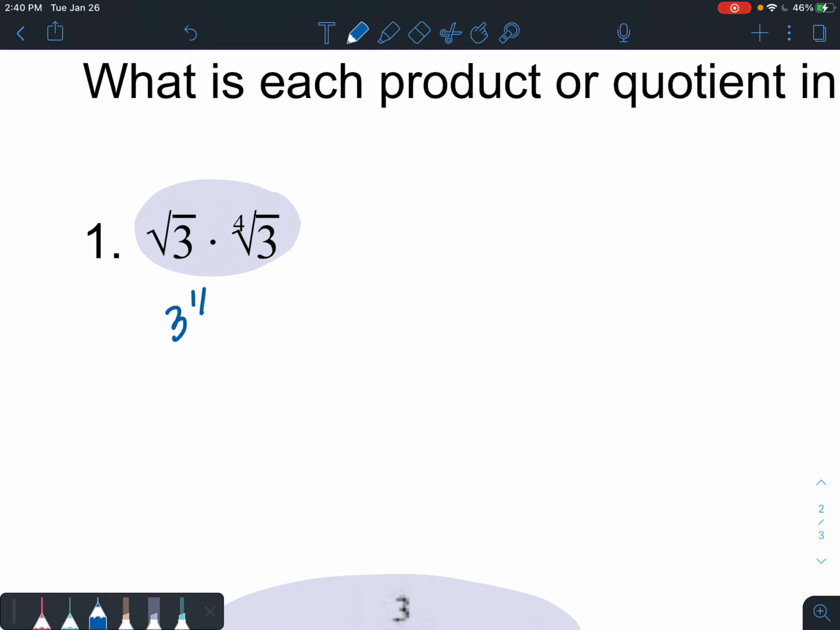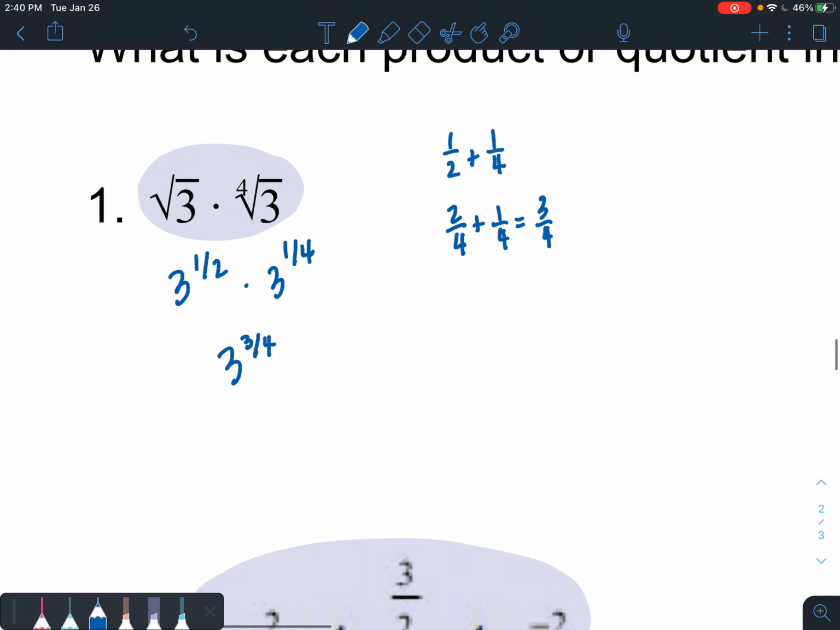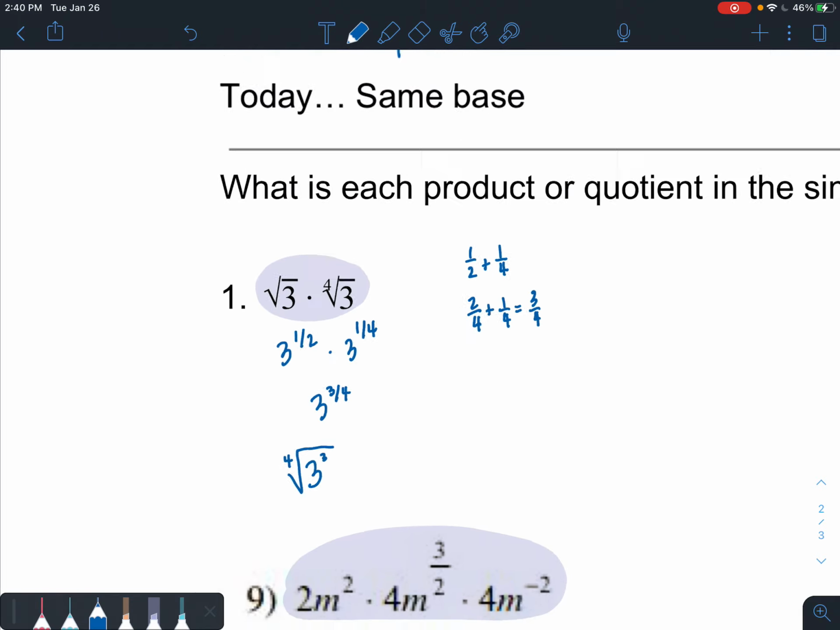So I'm going to rewrite this as 3 to the 1/2 times 3 to the 1/4. Add 1/2 plus 1/4. So this is 2/4 plus 1/4, is 3/4. So I get 3 to the 3/4 for that. And we do want to turn it back into radicals, so we get 3 to the 3rd and the 4th root of that.